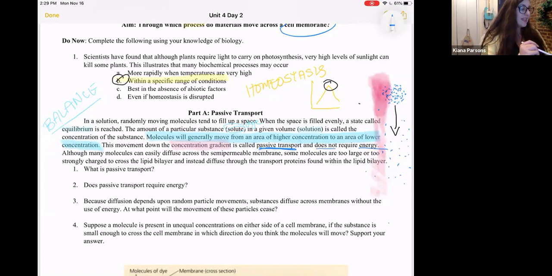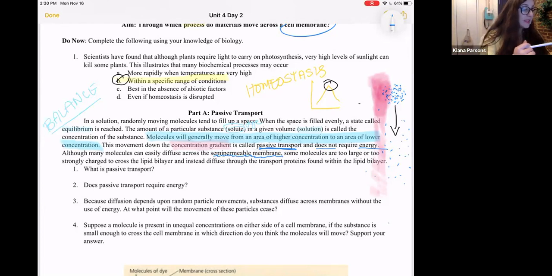Although many molecules can easily diffuse across the semi-permeable cell membrane, semi-permeable only allows some things to cross. Some molecules are too large or too strongly charged ions to cross the lipid bilayer and instead diffuse through the transport proteins found within the lipid bilayer. So that's why, talking about the fluid mosaic model of the cell membrane, there are transport proteins embedded within the phospholipid bilayer that allow some molecules, for example, sodium and potassium ions, to pass through those channels.